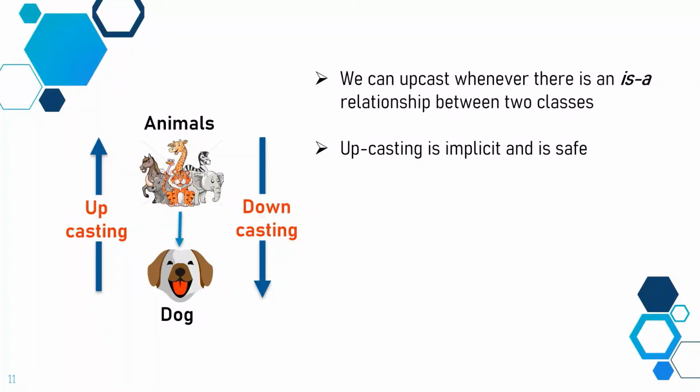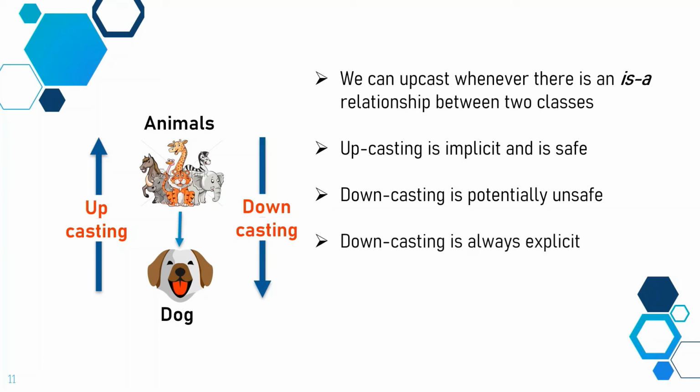So moving on to downcasting. Downcasting is potentially unsafe because you could attempt to use a method that the child class does not actually implement, and hence downcasting is always explicit. That is, we are always specifying the type we are downcasting to, and not doing so would result in a compile time error. So again we will understand this with the help of a program.